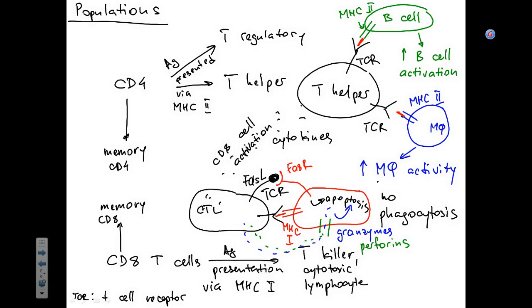CD4 cell is that coach. It can coach B cells, it can coach macrophages, and it can give commands to the CD8 cell, which is essentially the quarterback, right? Because if you don't have CD8 cell, you're not going to kill infected cells. You lose the key player. Does that make sense?